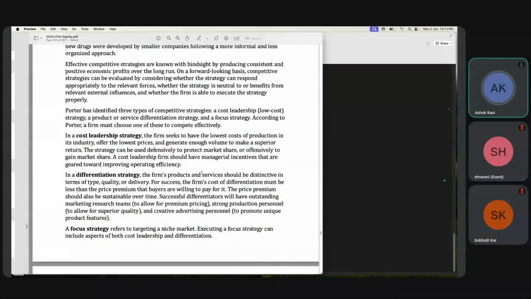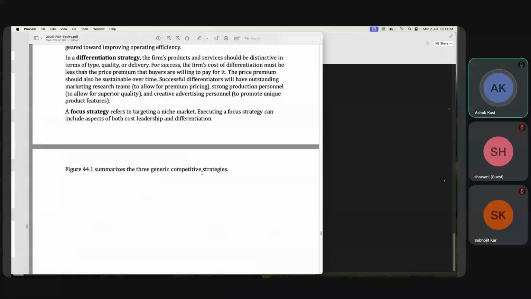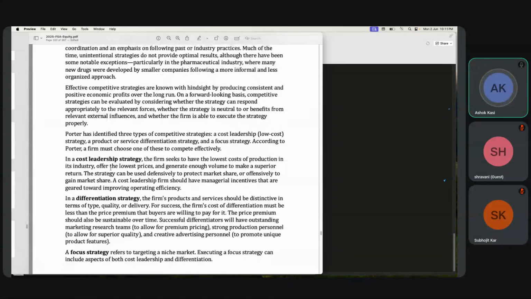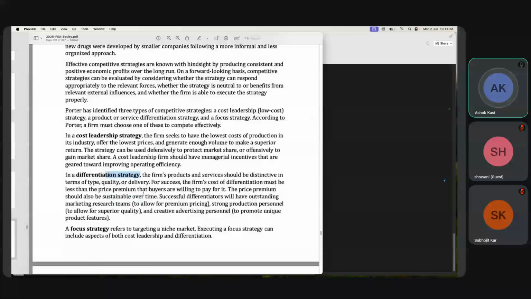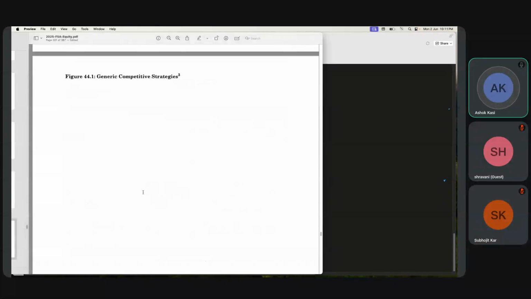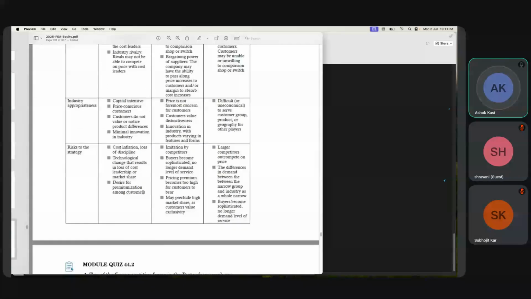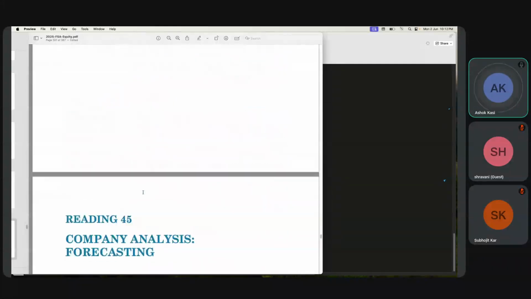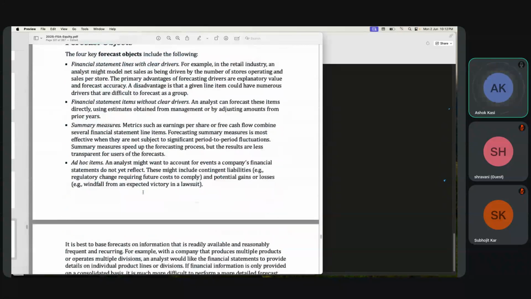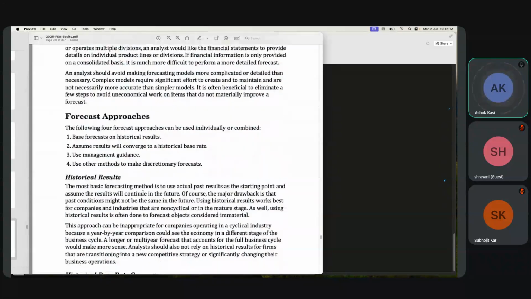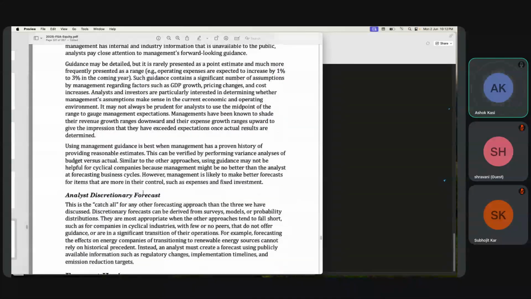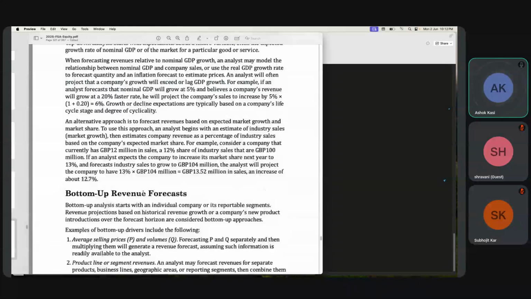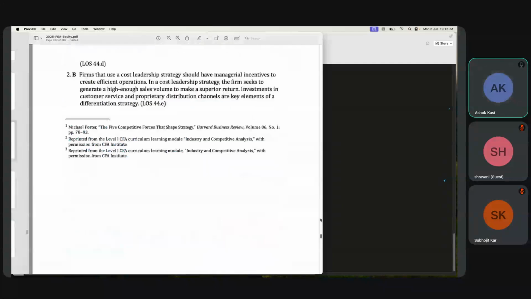Okay. Then next one, yeah, this one, cost leadership also we should know. That is also an important one. After that, let's see how much. Okay, it's over. And here, company analysis forecasting. I think one or two readings more, and after that, sums all will begin. That will be very interesting.